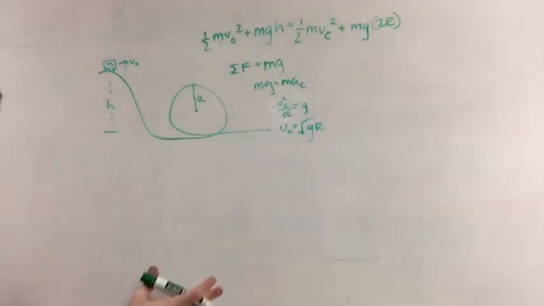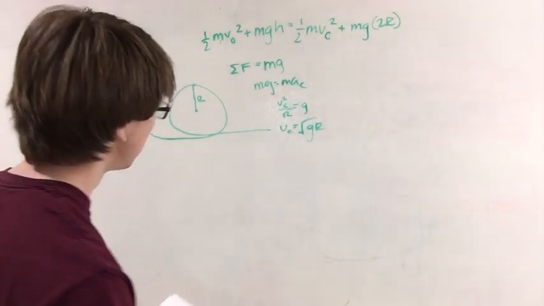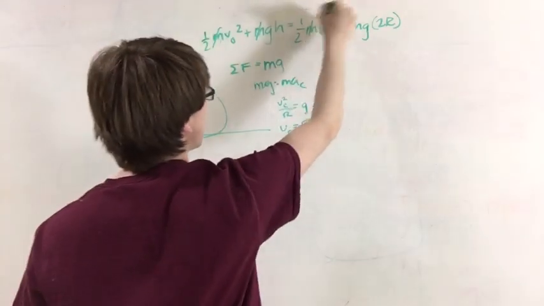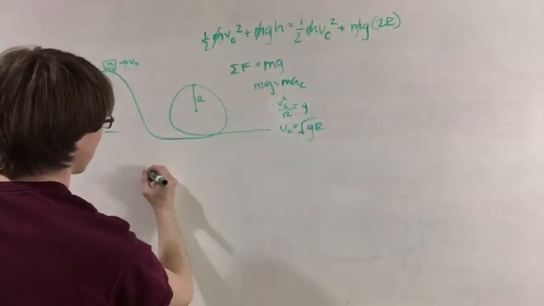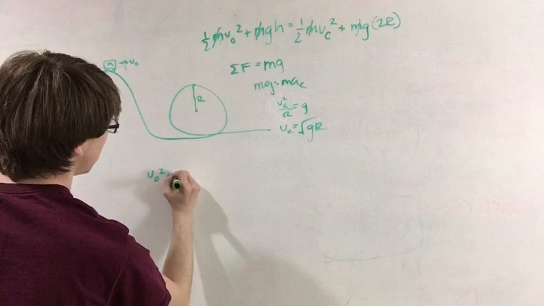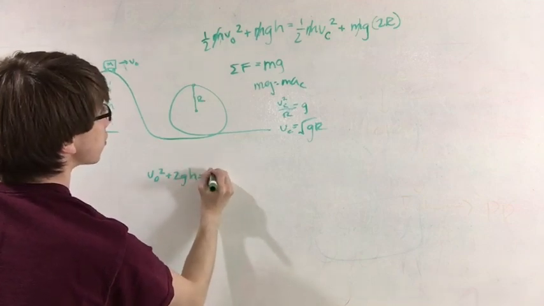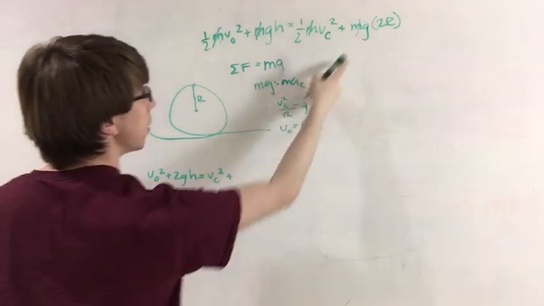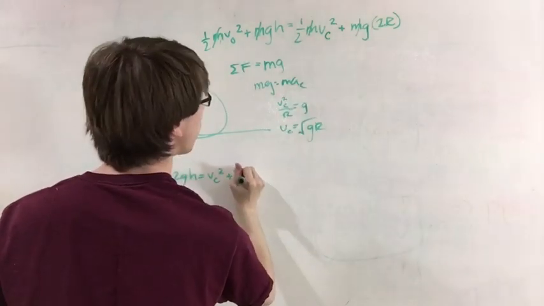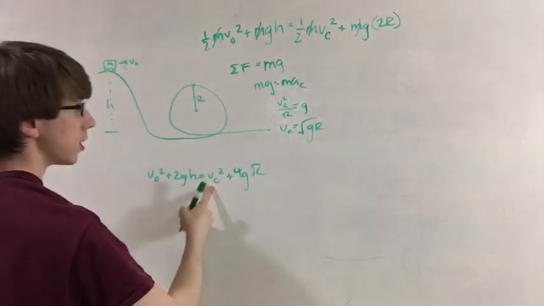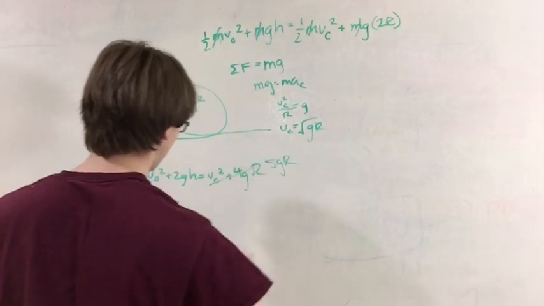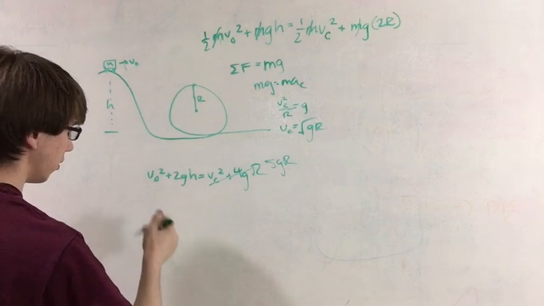All right, next step. Plug that in there. M's cancel out. Multiply everything by 2. V naught squared plus 2gh is equal to v sub c squared plus, multiply everything by 2, so that's 2 times 2, 4, 4gr. We'll plug this in, you get gr. So that's going to give you 5gr. 5g, oh no.